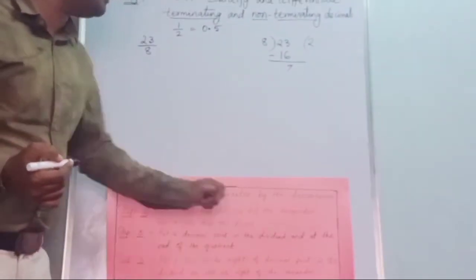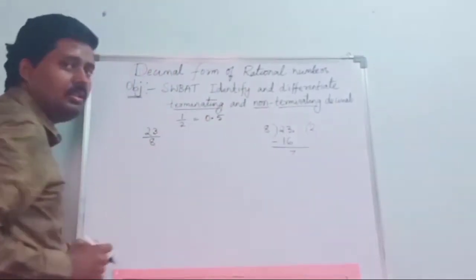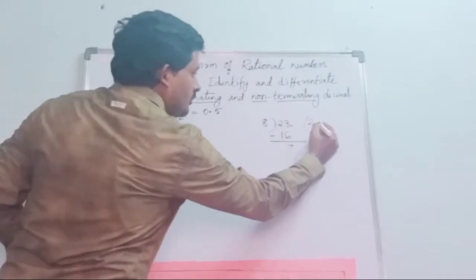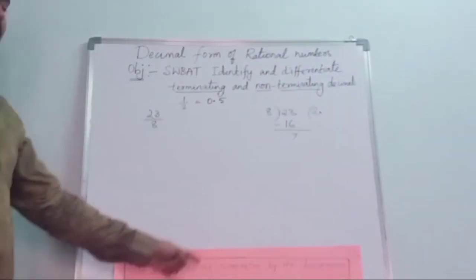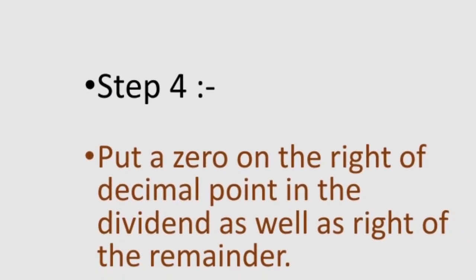So we'll try to do that. Decimal point in the dividend. So we'll put a decimal point in the dividend, as you know, this is the dividend, and at the end of the quotient. So here also we should keep a decimal point in the quotient. That is step 3. Let's proceed to the next, step 4.